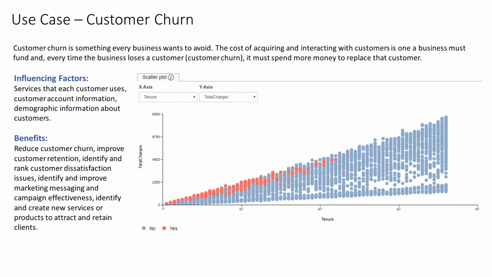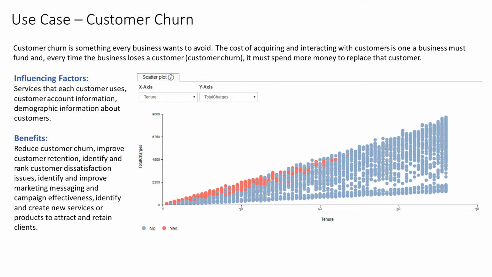This analysis takes into consideration your customer base, demographic information, and the way your customers use products or services. By understanding why customers abandon your business, you can address the root causes and issues that create customer churn and prioritize these issues to address the most important factors first.